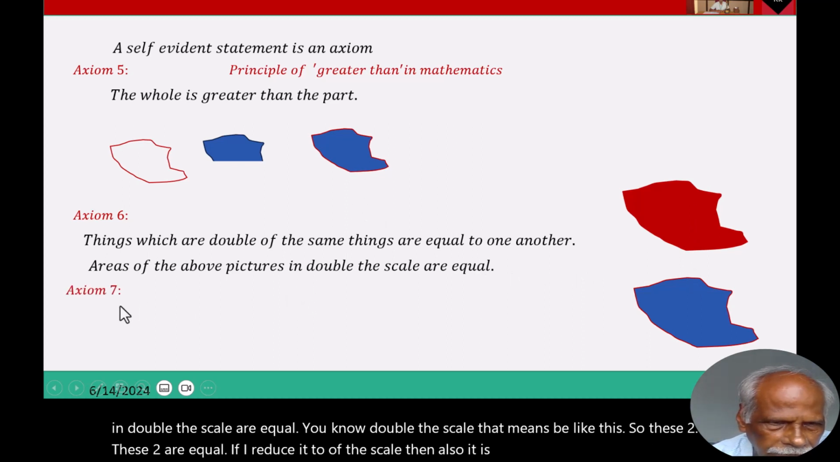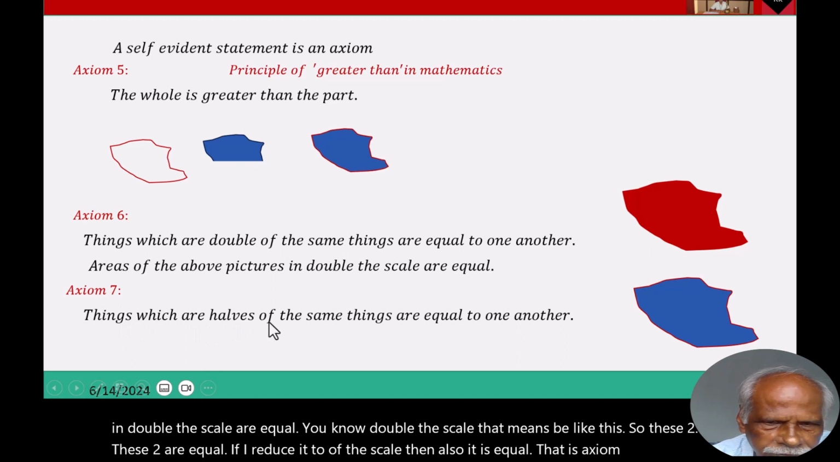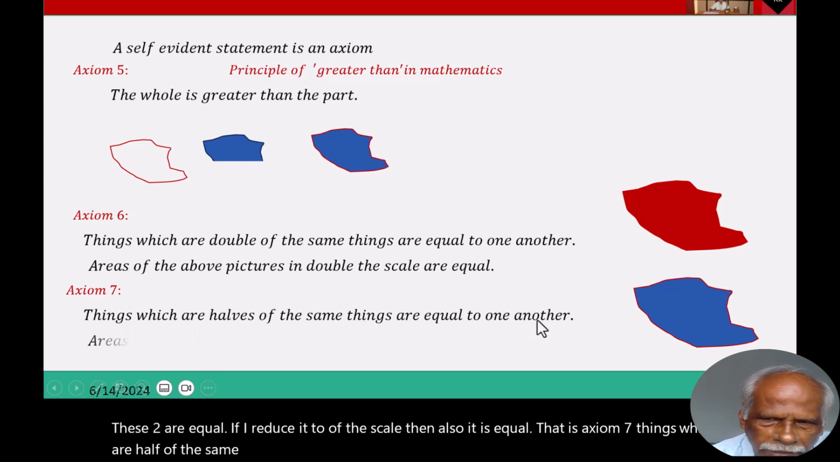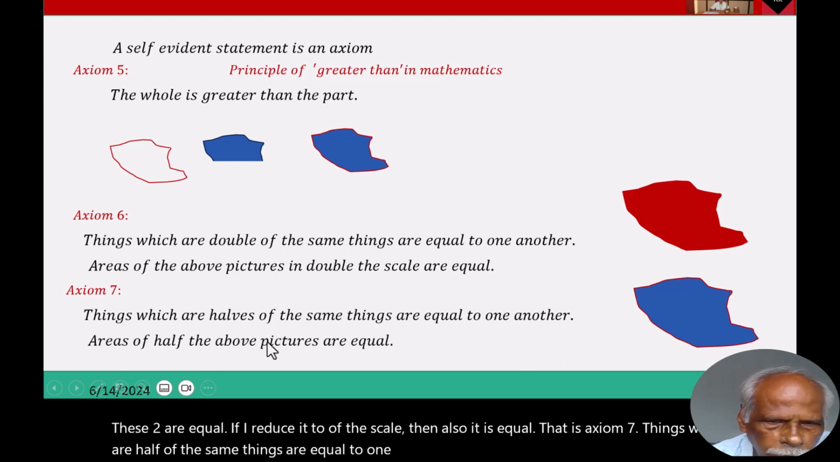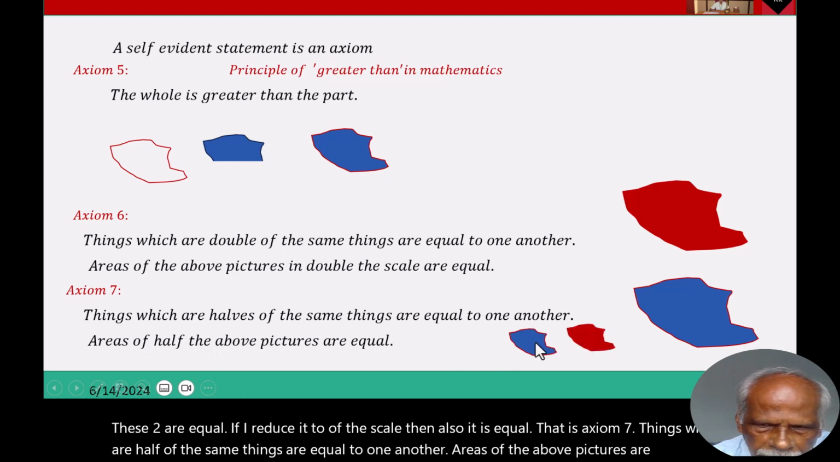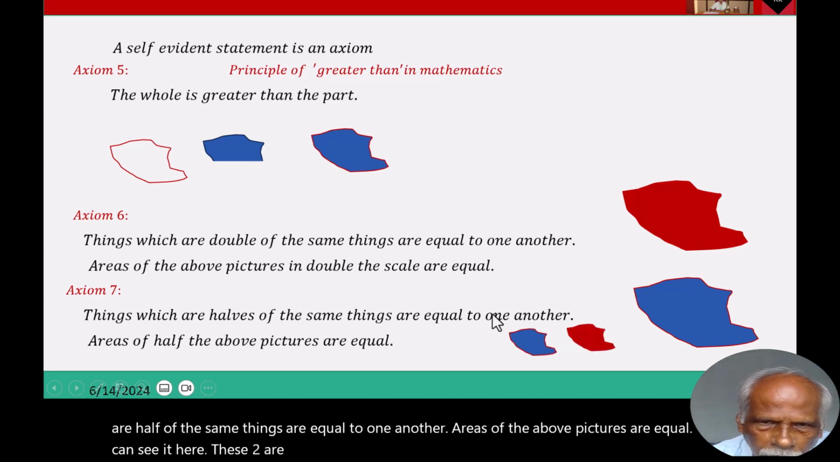That is axiom 7. Things which are halves of the same things are equal to one another. Areas of the above pictures are equal. You can see it here. These two are equal. Both are half of this area.